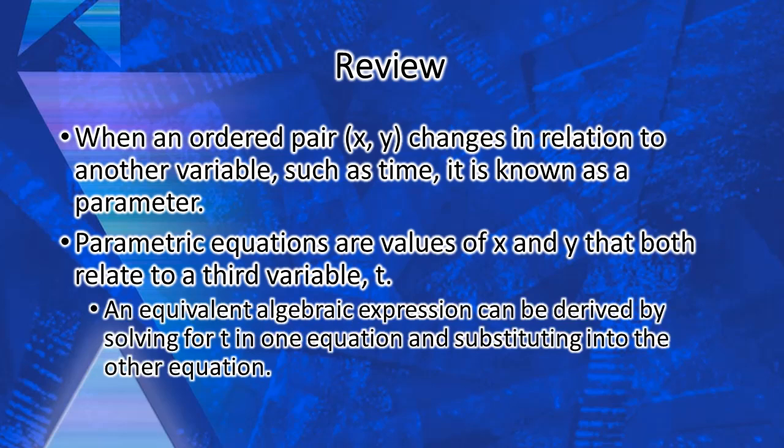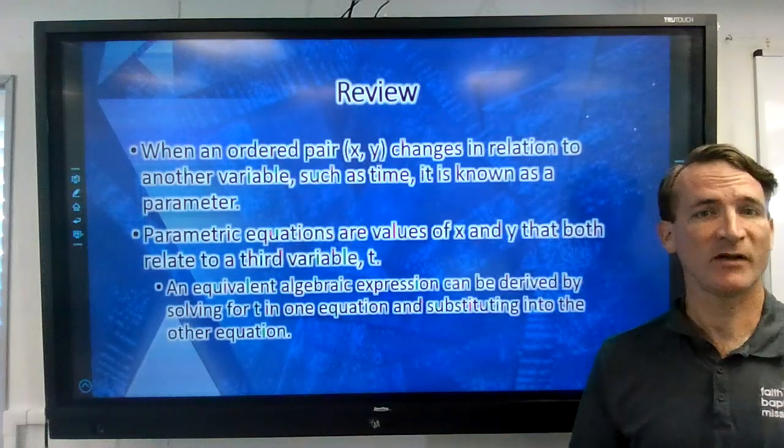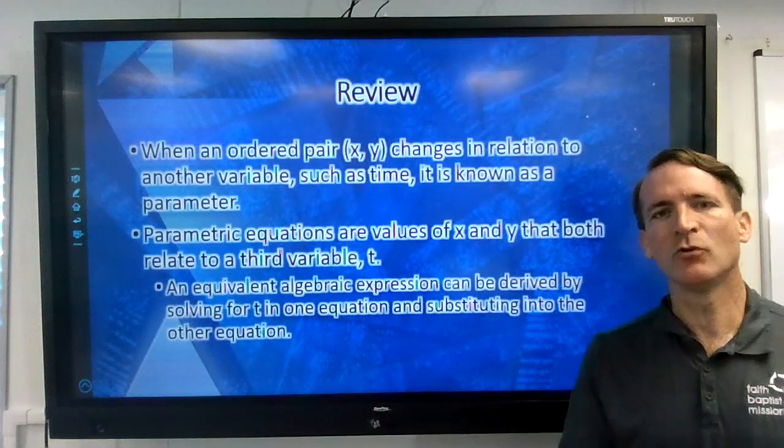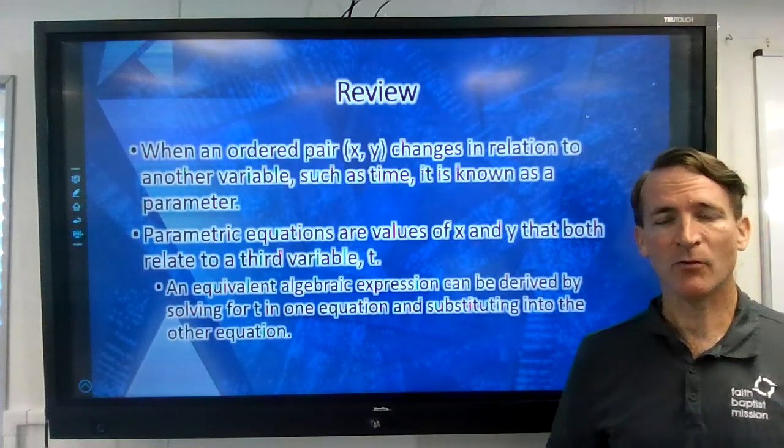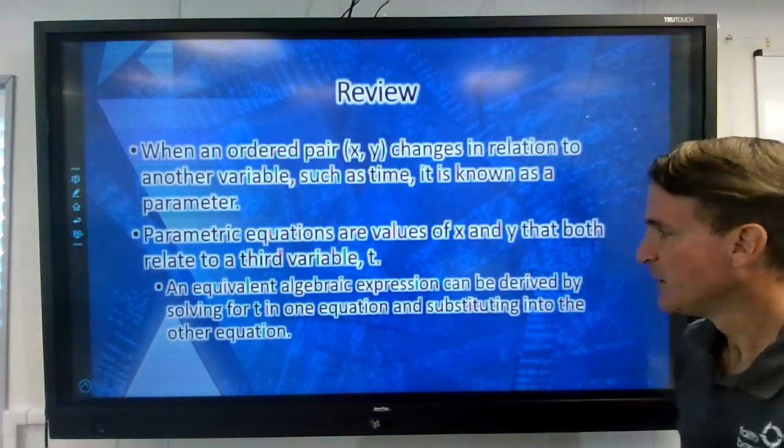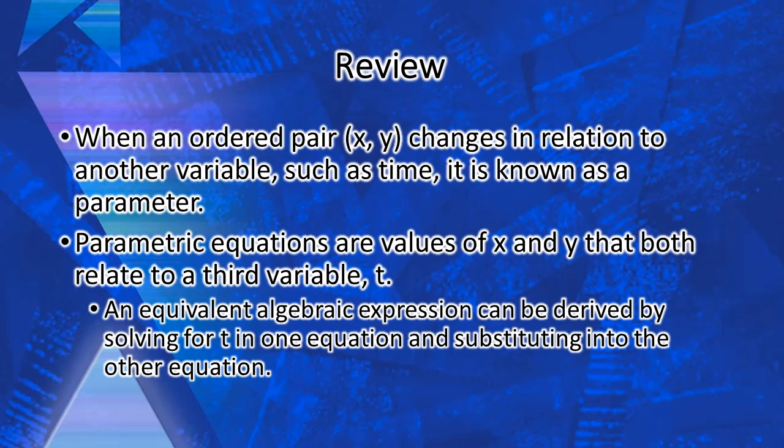And an equivalent algebraic expression can be derived from your parametric equation by solving for t in one of your two equations. Usually I solve for t in my x equation and substitute that into my y equation, because on our graphing calculators we normally have y equals when we graph something. So it just makes it a little bit easier for the most part to do it that way. But really, technically, you could do either one. We derive one equation by substituting that value of t into the other equation, and then we now have an algebraic equation that we can use in several different ways.